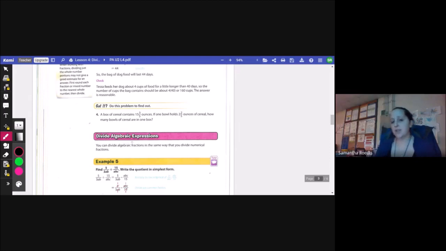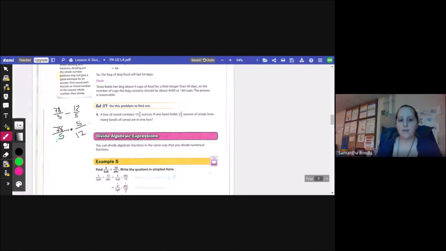But I want to change 15 3/5 from a mixed number into an improper fraction. So 15 times 5 is 75, plus 3 is 78. So I get 78/5 divided by 5 times 2 is 10, plus 2 is 12. So divided by 12/5. I keep my first, change my division into a multiplication, and I flip my second fraction.